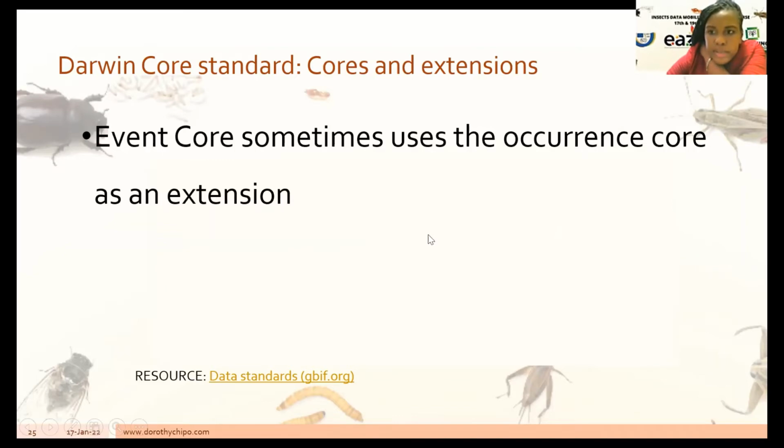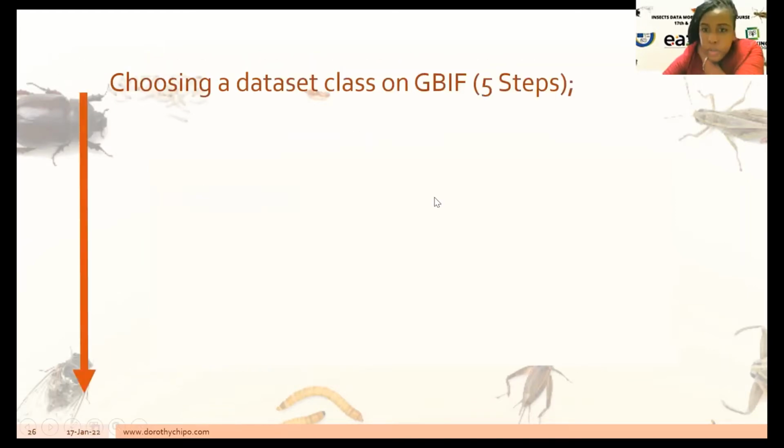With Darwin Core Standards and extensions, sometimes the occurrence core can be interchangeable into an extension for the event core. I think we'll see when we start using these templates that it's actually quite simple.